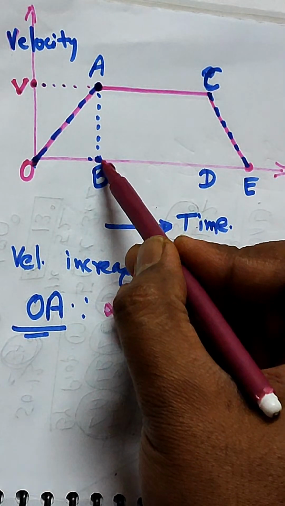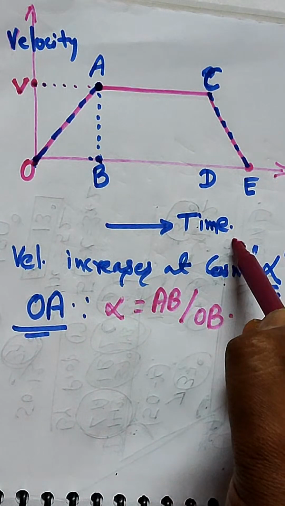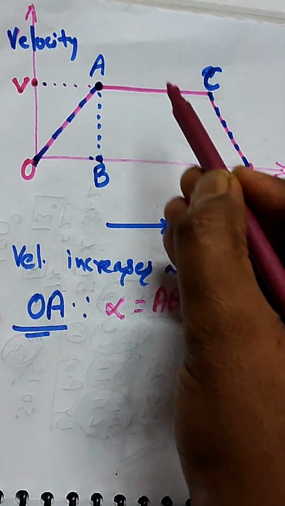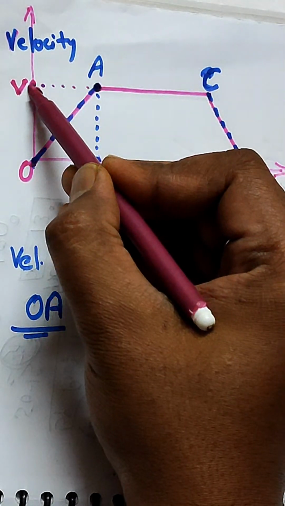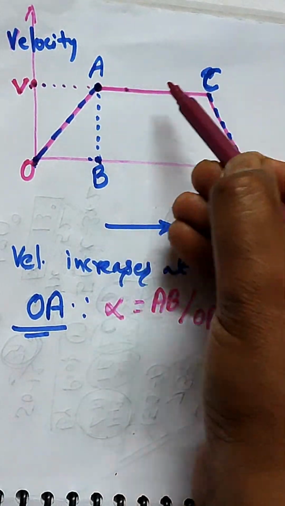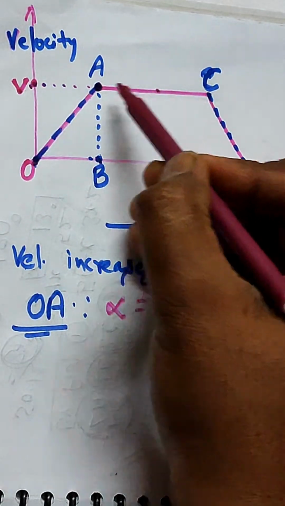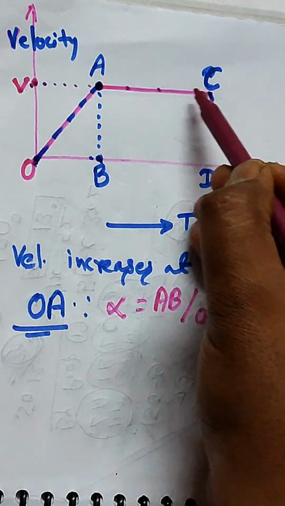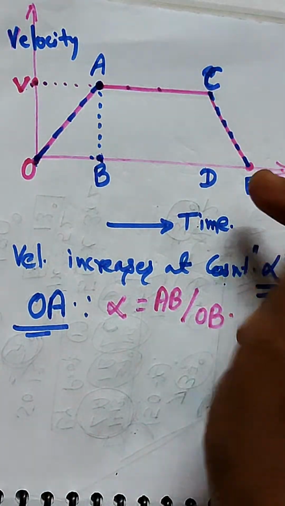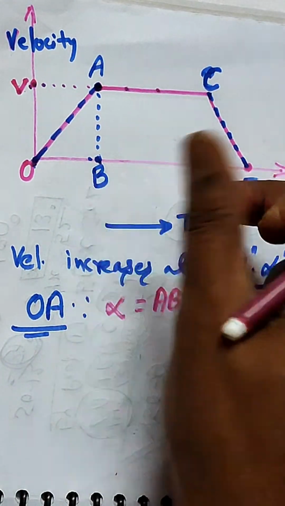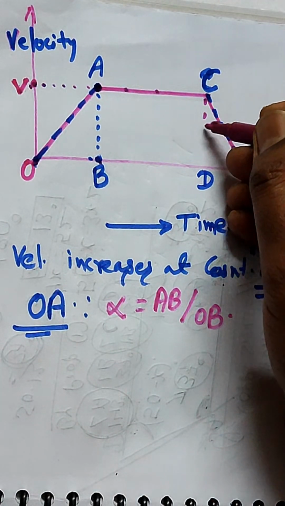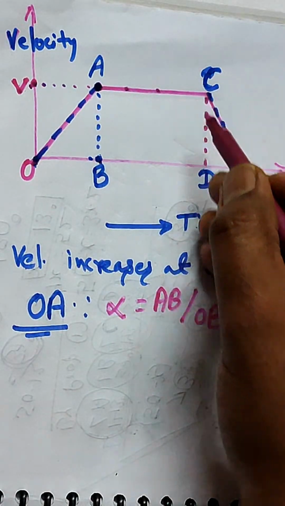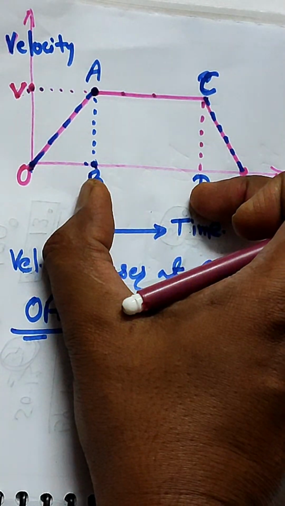Then you can see after B, this is the time interval on the x-axis. When the time is increasing after B, the train is at the same velocity v. At this point also the train is at v. So from A to C, the train is traveling at a constant speed, and the time taken is B to D. The time taken by the train for the constant portion, that is A to C, is BD.